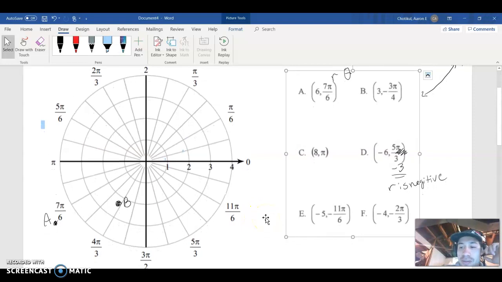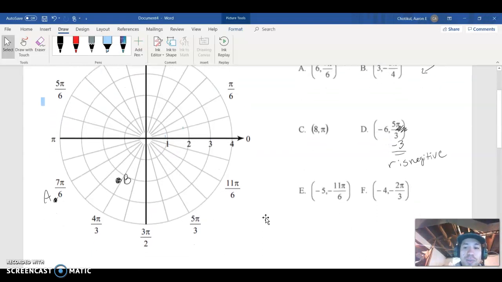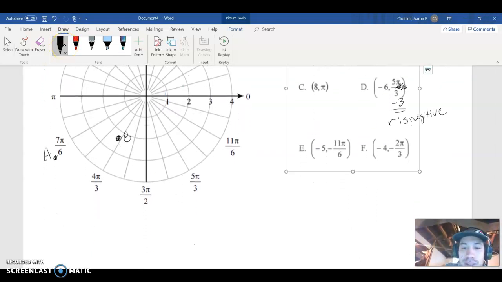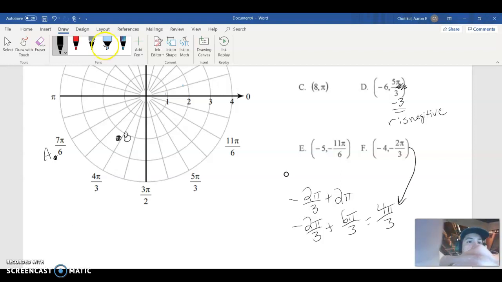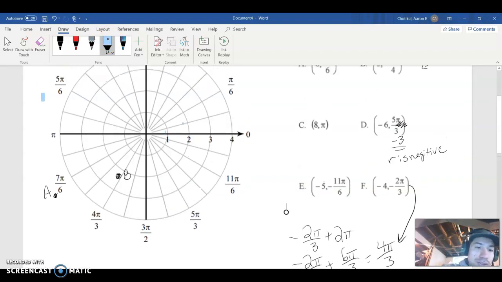First, we're given -2π/3. Now, -2π/3 is not on our circle because it's all positive. So let's find our coterminal angle: -2π/3 plus 2π, which is the same as -2π/3 plus 6π/3. Double the denominator is 2. This becomes 4π/3, since -2 plus 6 is 4. So I know this angle is the same as 4π/3. So let's highlight 4π/3.